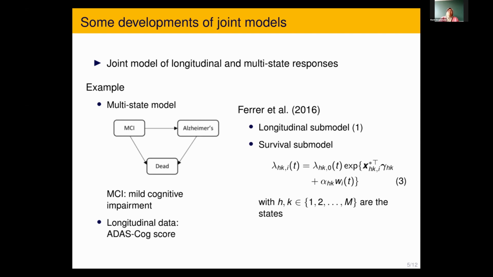This model is proposed by Ferrer and his colleagues, so the longitudinal submodel is the same as in the basic joint model, while the survival submodel specifies different risks for different state transitions. Here the h and k denote the states in the multi-state model.